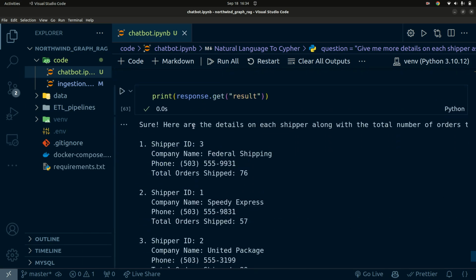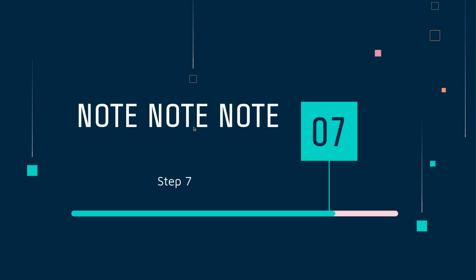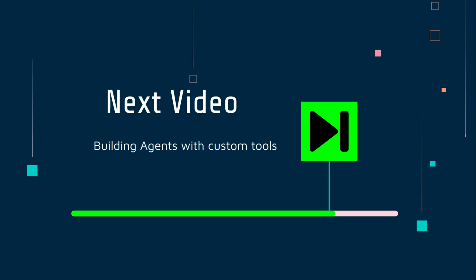Yes, guys. So that's basically how you can build a simple chatbot, a RAG graph application, using Neo4j, LangChain, and OpenAI, right? So that's all we have done. We have done really good stuff in this video. We have covered a lot in this video.